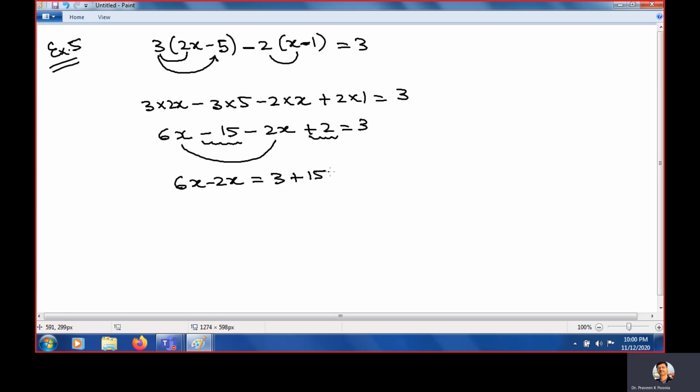And if you change this plus 2, it will change into minus 2. So what we have done: first, we multiply the outside value inside the bracket. Then we make groups, meaning we are grouping x terms on one side and constant terms on the other side. So 6x minus 2x is 4x, and 15 plus 3 is 18, minus 2, so 4x equals 16.